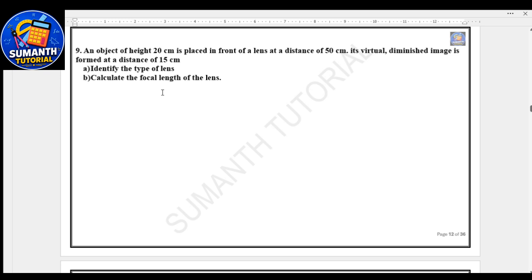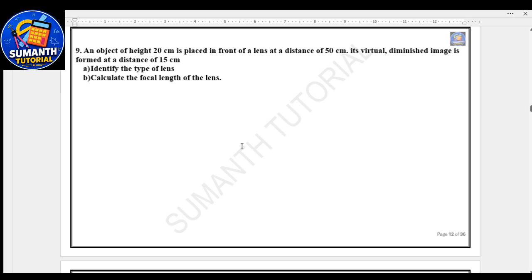Okay, the question is like this. An object of height 20 centimeter is placed in front of a lens at a distance of 50 centimeter. Its virtual diminished image is formed at a distance of 15 centimeter. Now the question is, identify the type of lens followed by calculate the focal length of the lens.